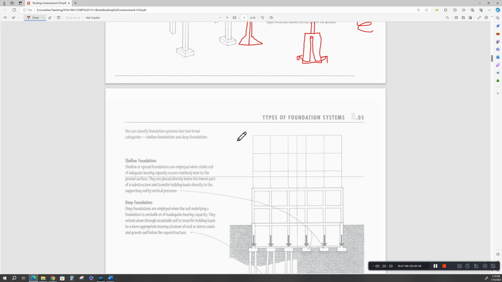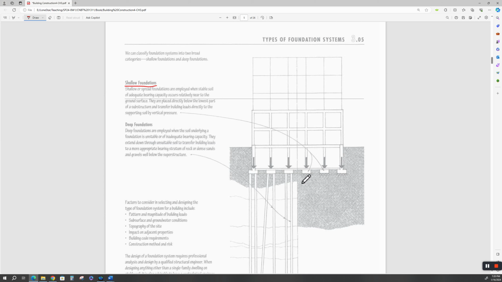Types of foundations. You have shallow foundations. Now, Ching defines a shallow foundation or spread footings as being employed when stable soil of adequate bearing capacity occurs relatively near the ground surface. They're placed directly below the lowest part of a substructure and transfer building loads. Okay, so these would be shallow.